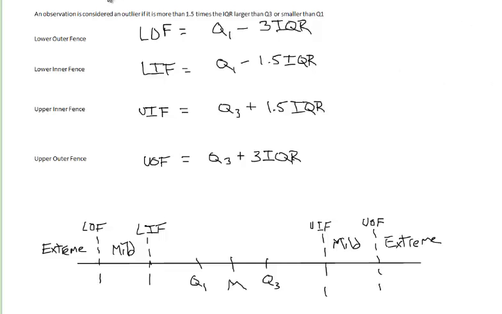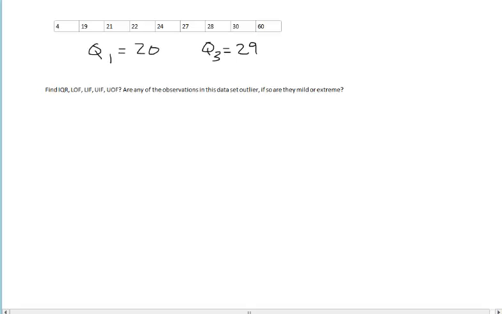Let's take a look at an example. So here in this problem, I had a data set of 9 numbers, so n was equal to 9, and I went ahead and found the Q3 and Q1. If you feel like you need work finding these numbers on your own, go back and take a look at the 5-number summary video before you proceed in this one. Alright, so here we have Q1 and Q3 already.